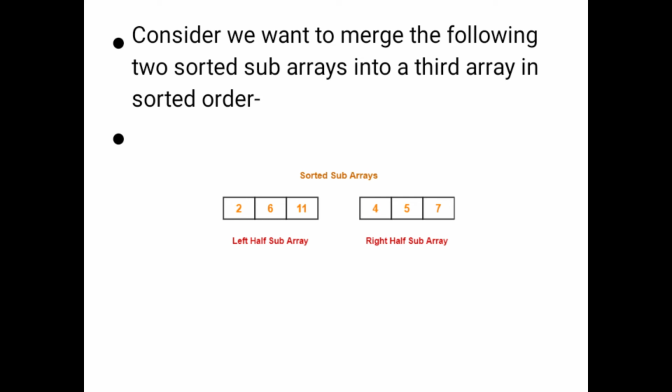So as I told you, there is a left subarray and a right subarray, and there is a pointer by the name i for the left subarray, and for the right subarray you have a pointer by the name j, and to store the sorted array you have one more vector by the name C, and k is the pointer for that vector.